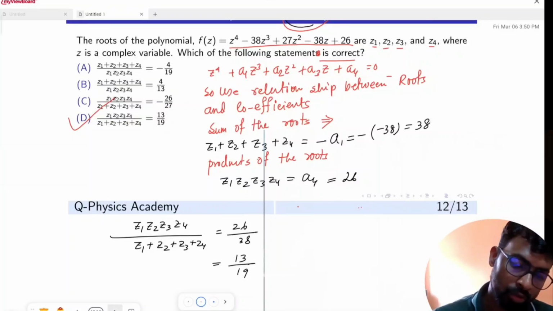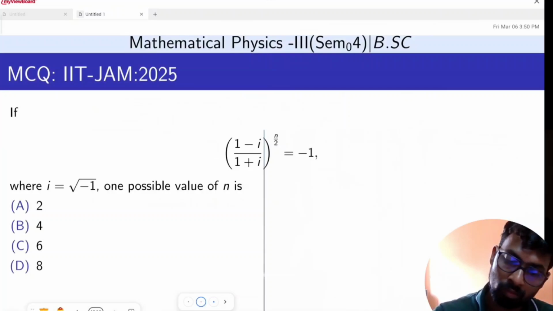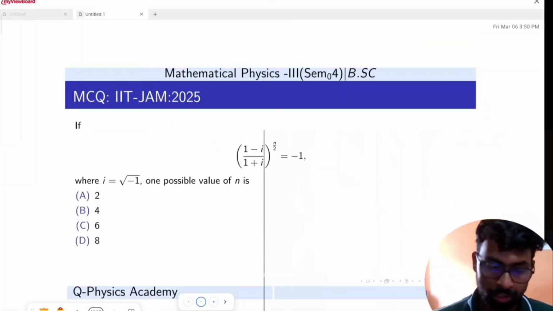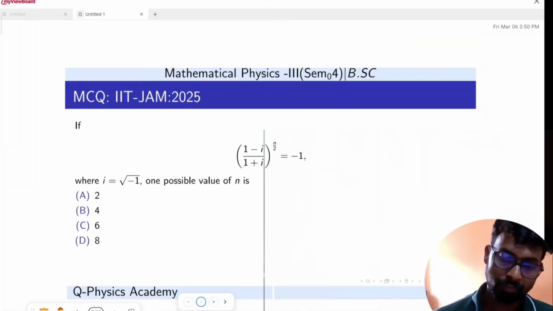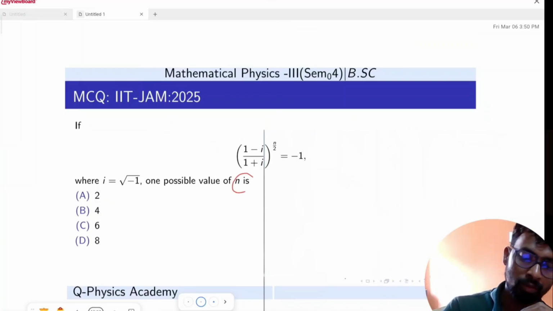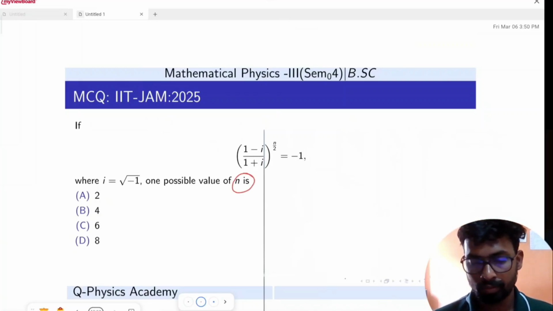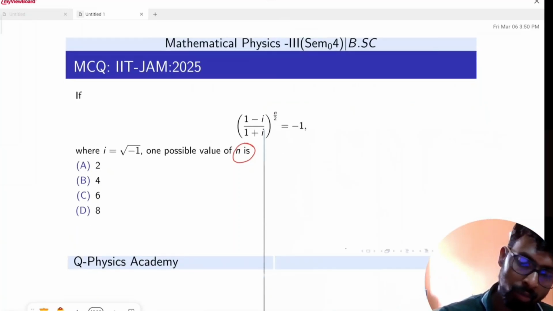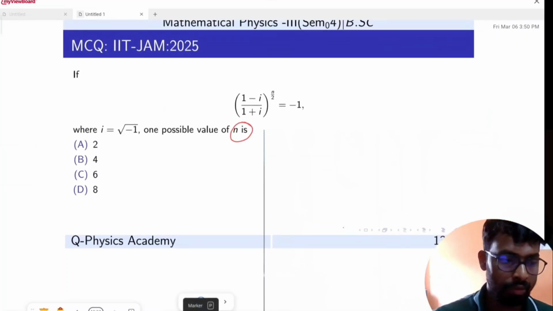Okay, next, start with another question also. Yes, this question was asked in IIT JAM 2025. So the question is, here given is a kind of complex number, okay, complex number, and you have to find the value of n actually. Okay, this is again a very easy question, so try to solve this kind of question step by step.